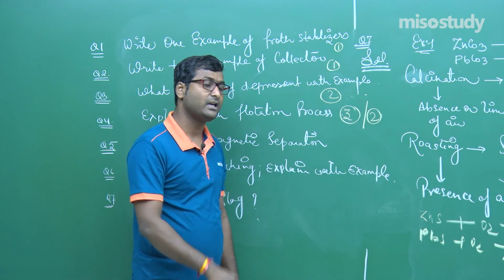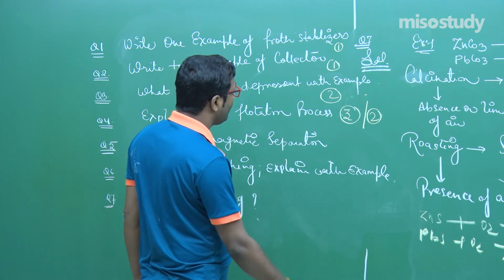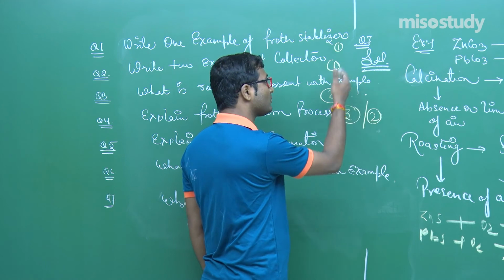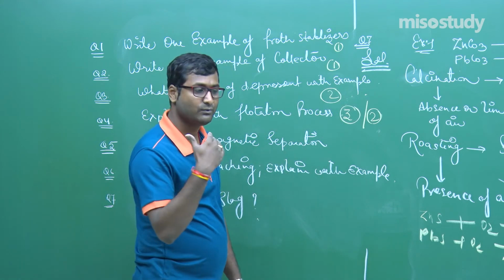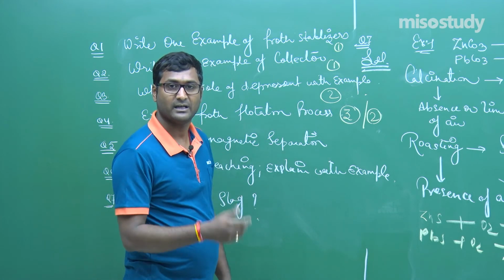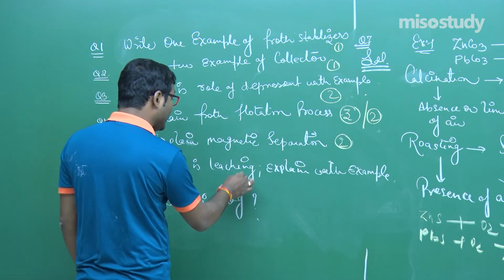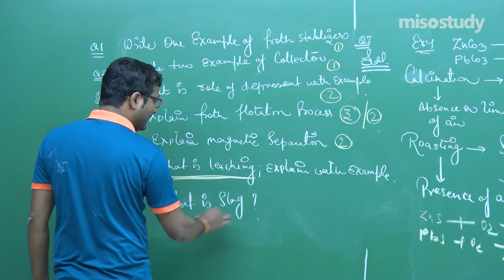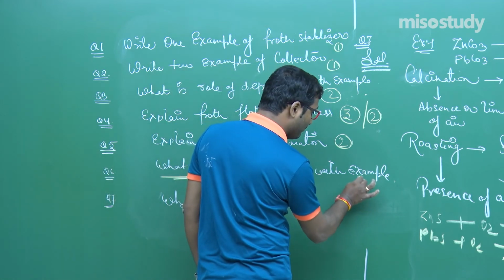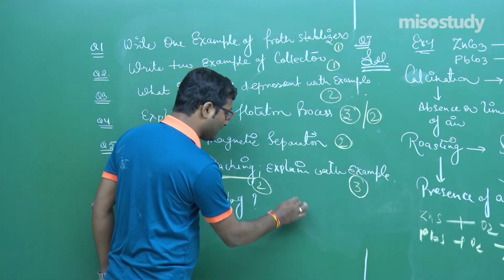But again I am repeating, for a question which contains a figure, it is better to draw the figure, whether it carries 2 marks or 1 mark, it doesn't matter. Definitely it will create a positive impression on the examiner. Clear to you? Explain magnetic separation, definitely it will carry 2 marks. What is leaching? If the question is only what is leaching, then definitely it will carry 2 marks. But if it is explain with example, the complete question will give you 3 marks, my friend. Now, what is slag? This may be a 1 mark question.